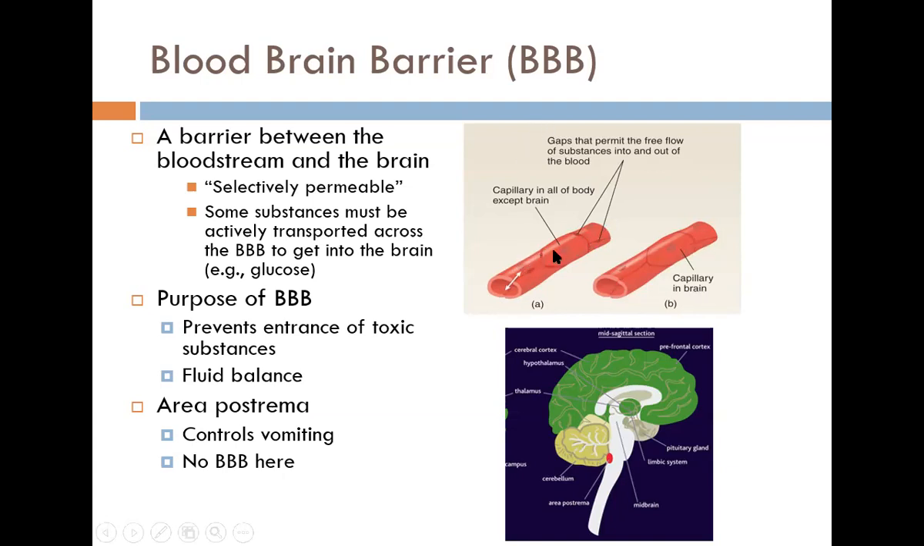Capillaries in the brain are part of your blood network. Here we have these tiny little gaps. These gaps are the selective permeable part of this. These little gaps allow certain tiny molecules to get into the brain and be able to do different things.